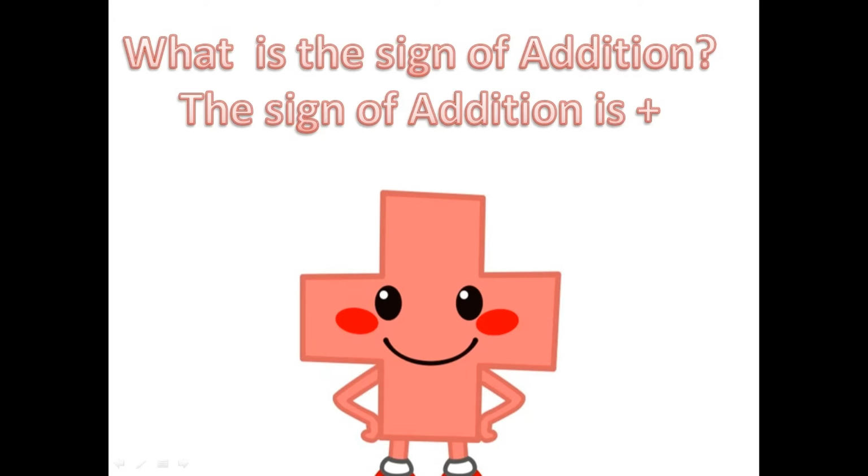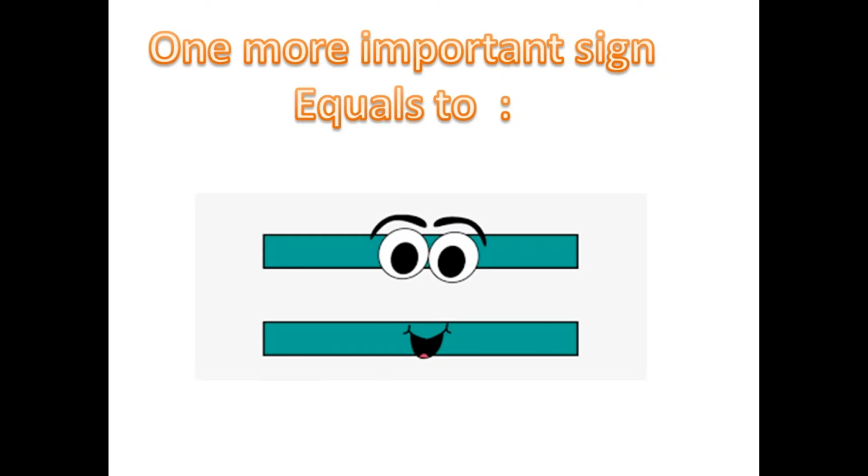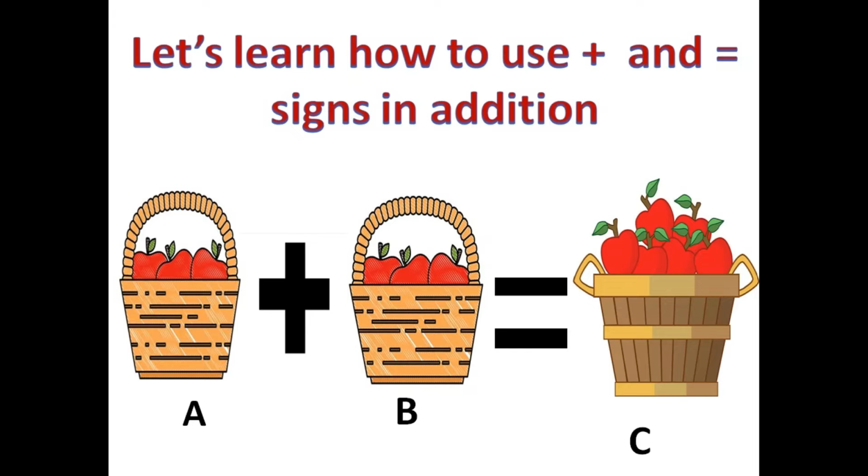What is the sign of addition? The sign of addition is plus. You can see here in this picture. I want to tell you one more important sign. Yes, you can see this is equals to sign. And this is the way we use plus and equals to sign in addition sums. We put plus sign between those things that we have to add, and we use equals to sign to show the answer.